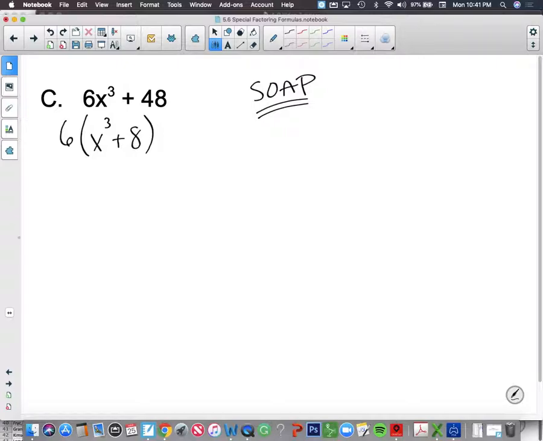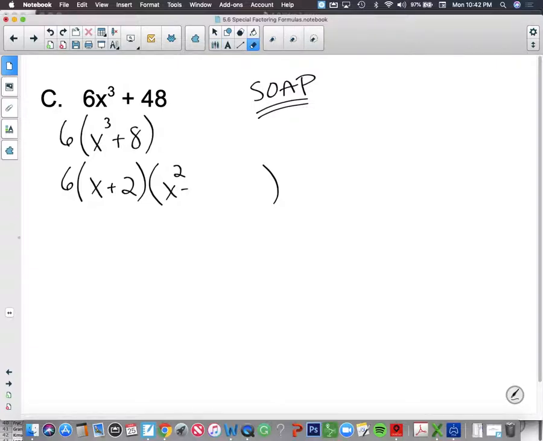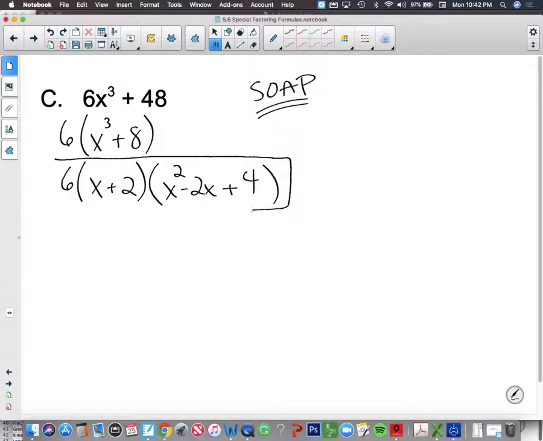Okay, so 6 stays in front. My little parentheses are going to be x plus 2. And then my big ones, x squared minus 2x plus 4. So that is it. Hopefully the pattern is kind of starting to stick in our brains here a little bit. If not, then it's just like anything else, repetitive practice. Okay, keep trying it and you'll figure it out.